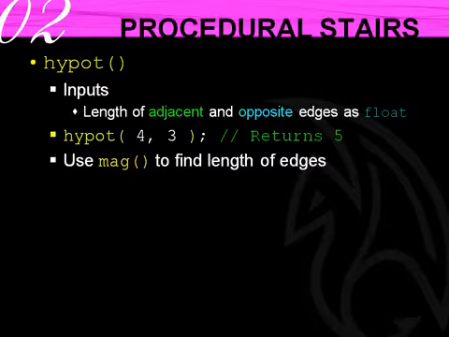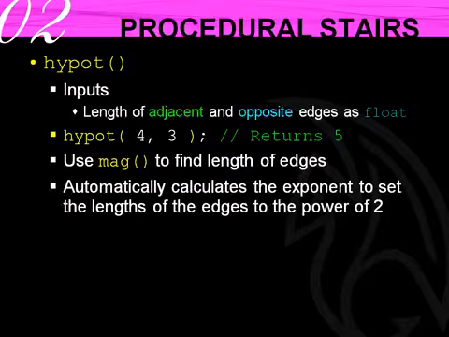And as we saw in section 1, to find the length of an edge, we use the mag command, which stands for magnitude. This tool will automatically put your edges to the power of 2. So you saw before how you had to take the length of the adjacent and the opposite and put it to the power of 2. Well, hypot automatically does that for you. There's no need for you to do that.